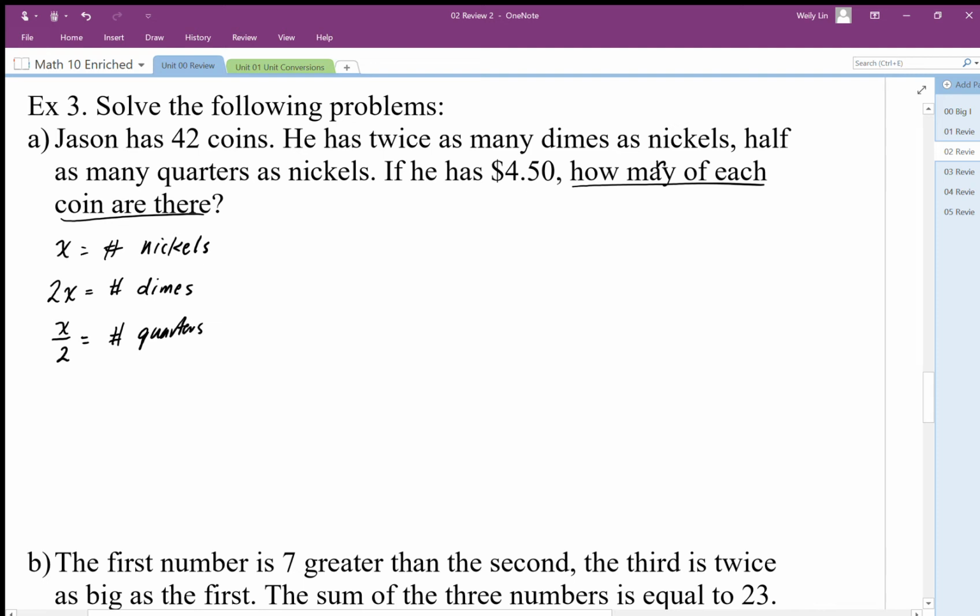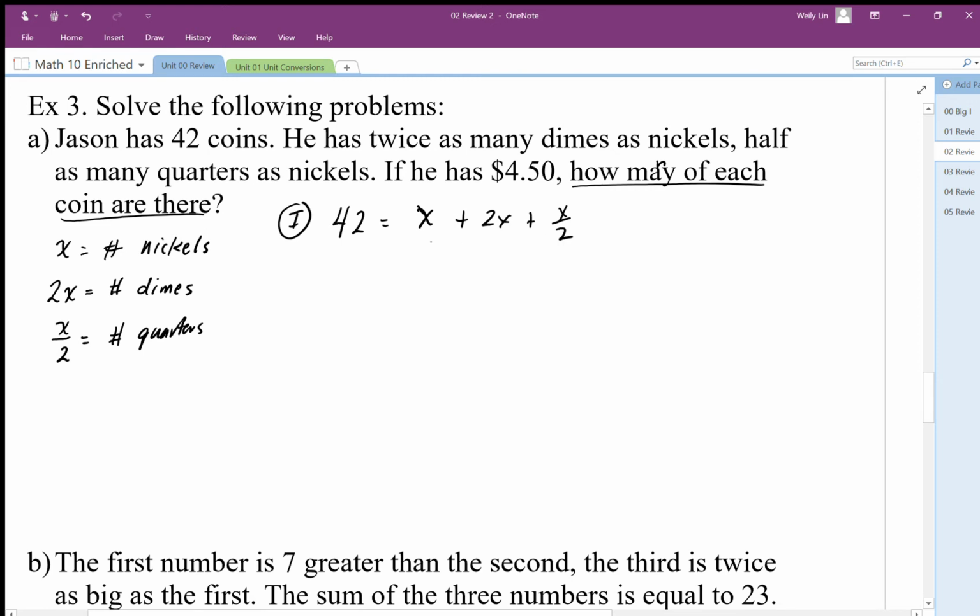This represents the number of coins, but not the value of the coins, so we have to be careful to distinguish between number and value. We know that these coins add up to 42, so I can say that 42 is equal to the total number of coins: number of nickels, number of dimes, number of quarters, and I can solve for x. That's one way to do it.